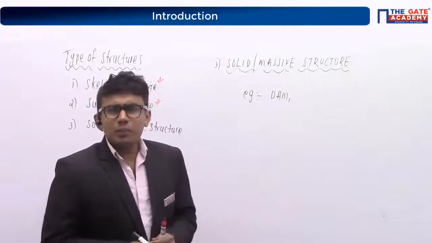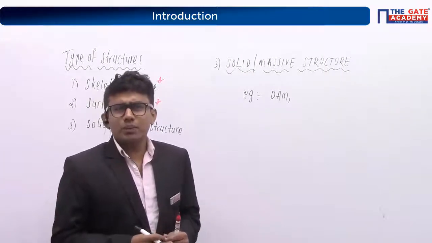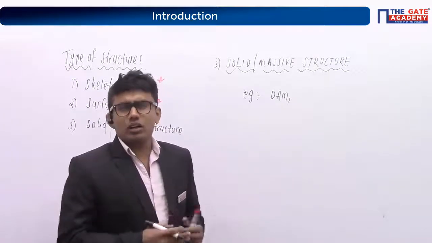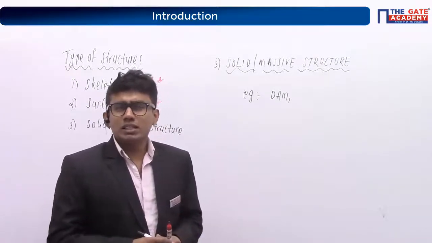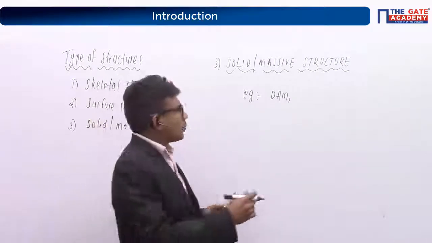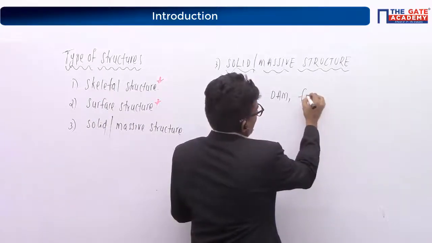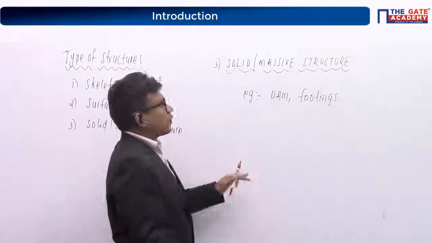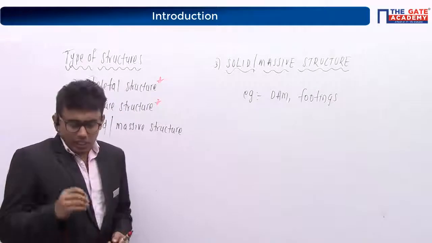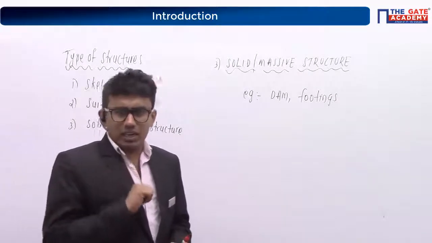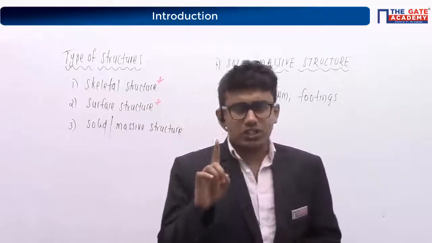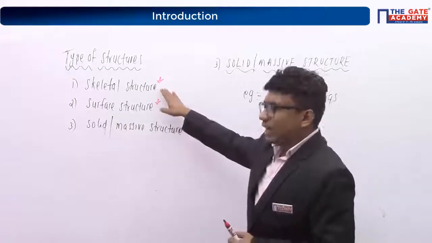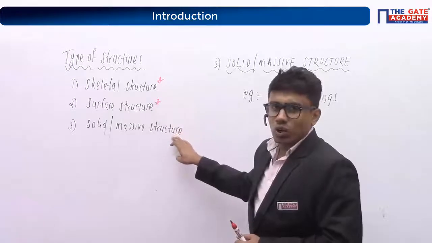Any other example? Apart from dam, any other example? A retaining wall, perfect. It is an example for our massive structure. Anything else? Yes, retaining walls or footings. These are all examples for our solid structures. Here we discussed one classification of structures, that is based on the dimensions, right? We classified it into skeletal structures, surface structures, solid or massive structures.